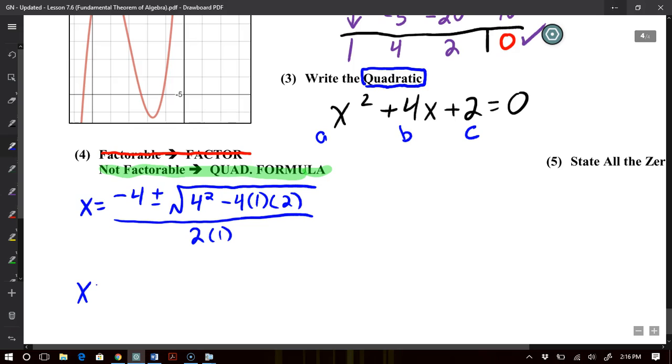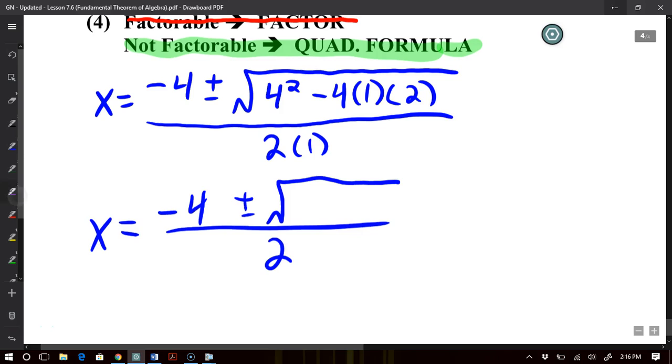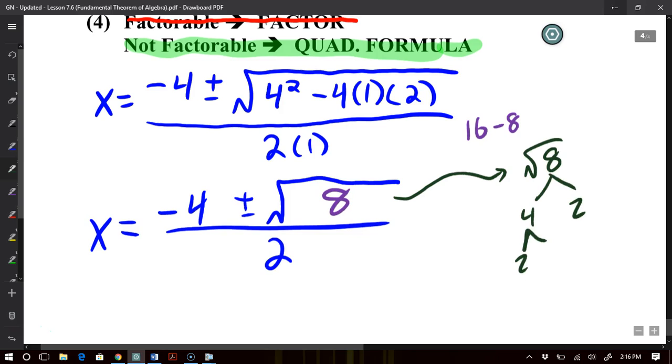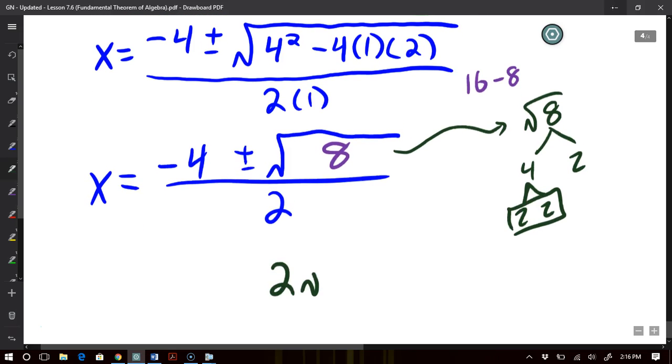And now comes the hard part, the order of operations. And so we have -4, 2 times 1 on the bottom is 2, plus or minus the square root. 4 squared is 16. 4 times 1 times 2 is 8. 16 minus 8 is 8. But we don't like that because our radical is not simplified. So I need to break down radical 8. 8 breaks into 4 and 2. 4 breaks into 2 and 2. So that means the square root of 8 is 2 root 2.